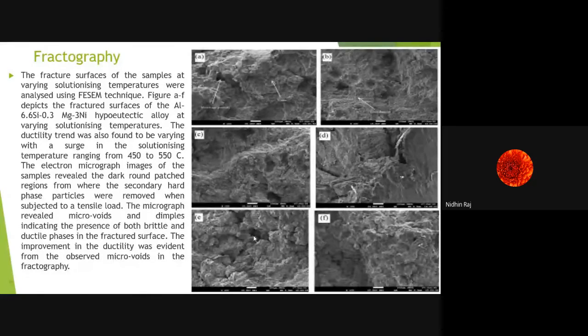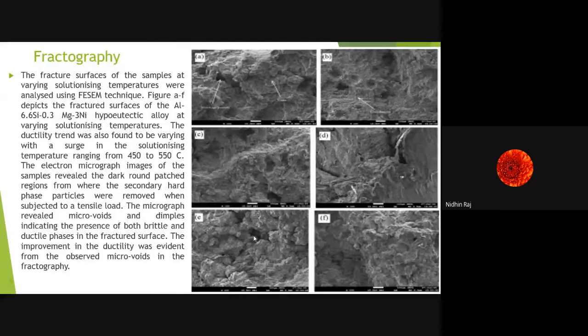The decreasing trend is observed with the increase in the solutionizing temperature after 510 degrees Celsius. This trend was attributed to the reduction in precipitate volume and the number of vacancies in the alloys, and this was reported by a previous literature paper also. From the figure, it is also evident that the specimen underwent marginal plastic deformation before the tensile loading, and this was validated by the presence of finer dimples observed in the micrographs.